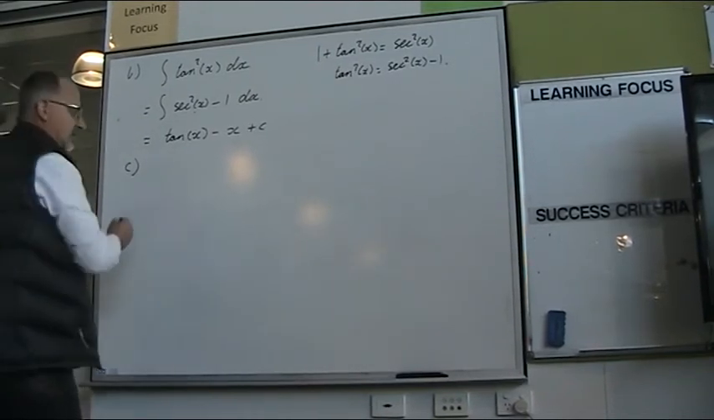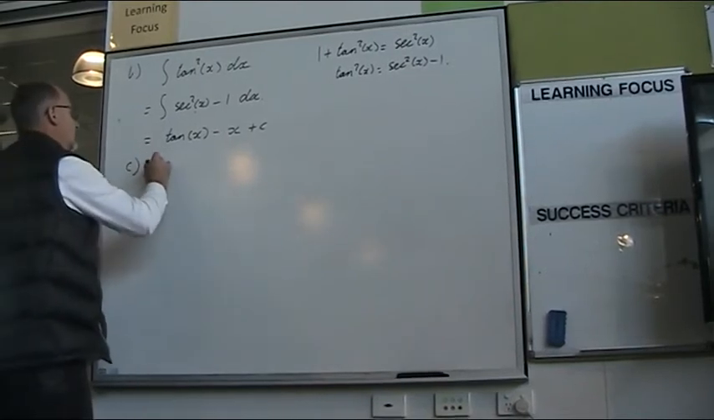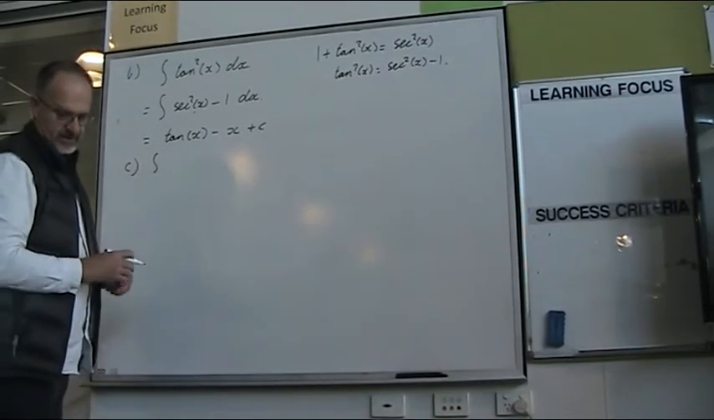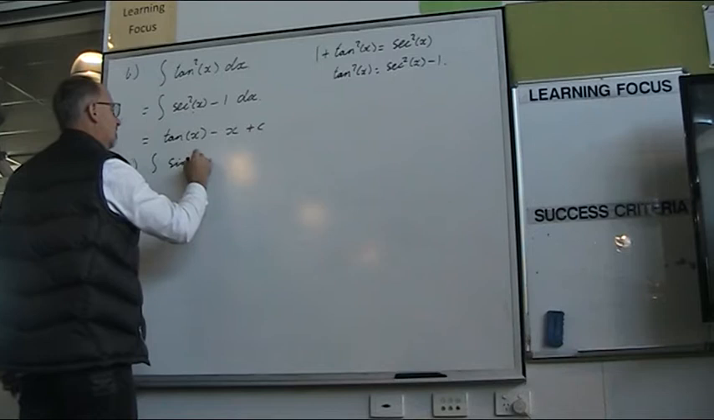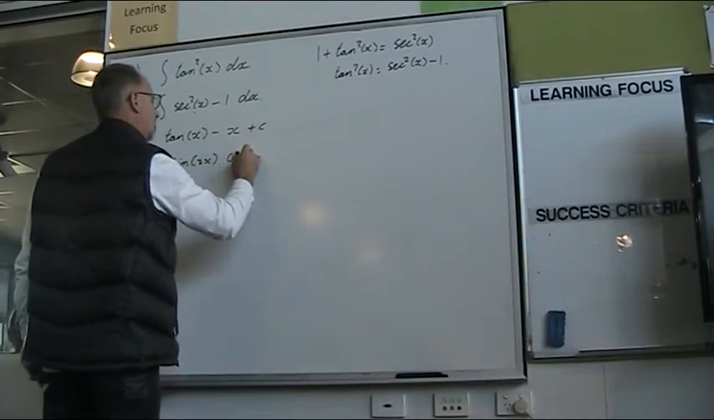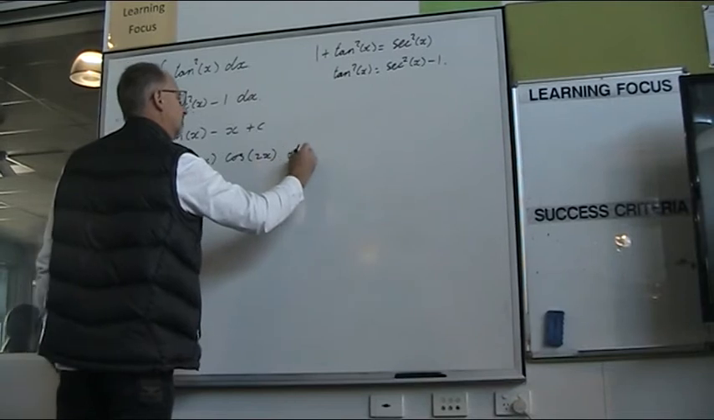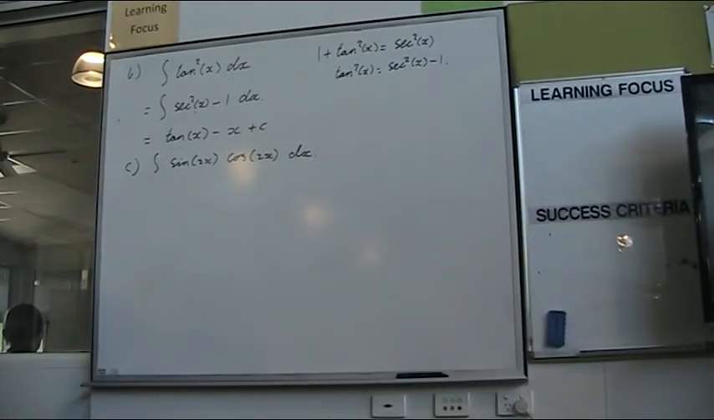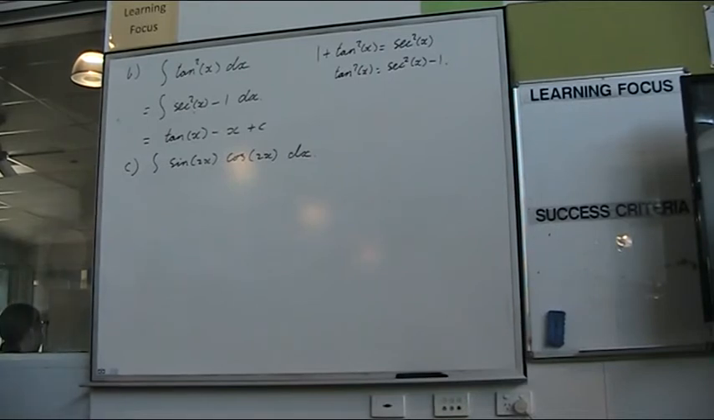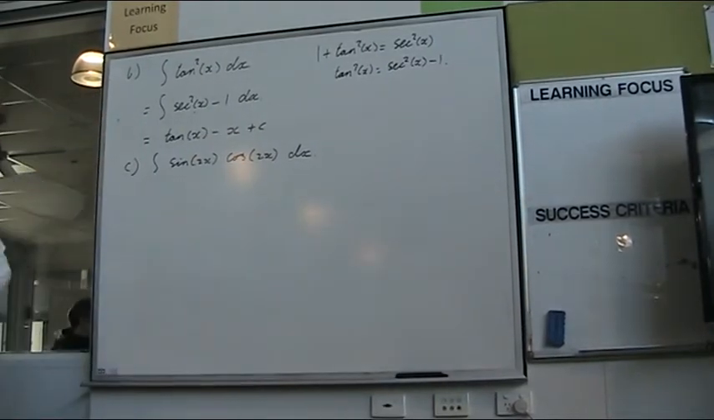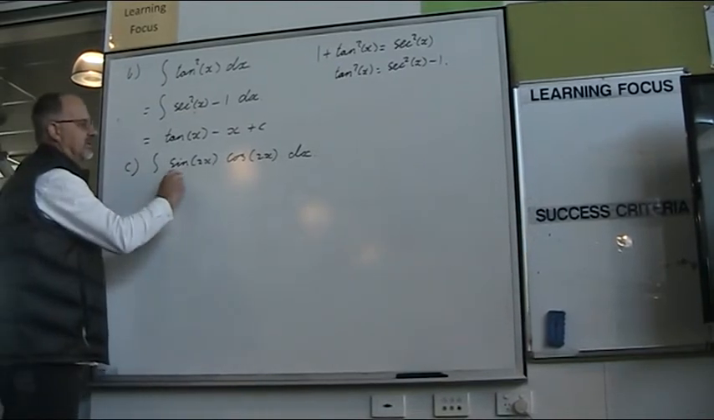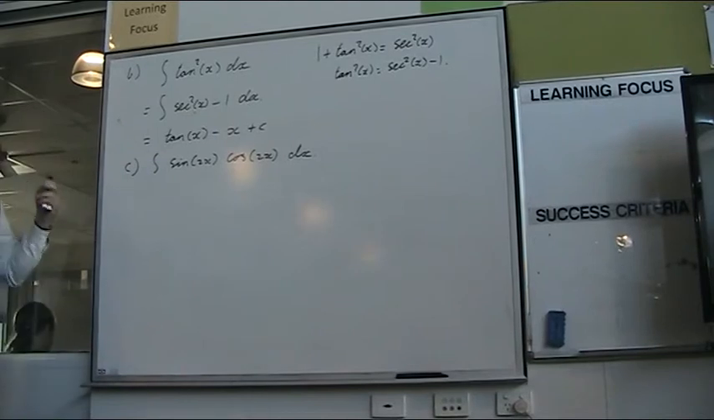However, we might not always be using Pythagoreans and things like that. So let's have a look at this one: sine 2x times cos 2x. In this one, we're not going to use one of these Pythagorean versions, nor are we going to use one of the double angle formulae. Because when you look at this one, sine 2x and cos 2x, is there a relationship or a connection between those two?